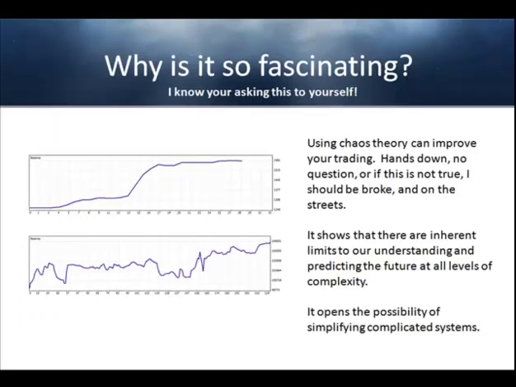Why is it so fascinating? You can see that if you trade selective patterns, you can get a certain equity curve in your statement. If you decide to trade every single pattern, you'll get a different style of equity curve in your statement, but from the beginning of the month to the end, you're still going to be gaining money consistently. And using chaos theory to enhance your trading is definitely something that can be done. So hands down, no question about it. If this is true or not, I guess if it's not true, I should be broke.